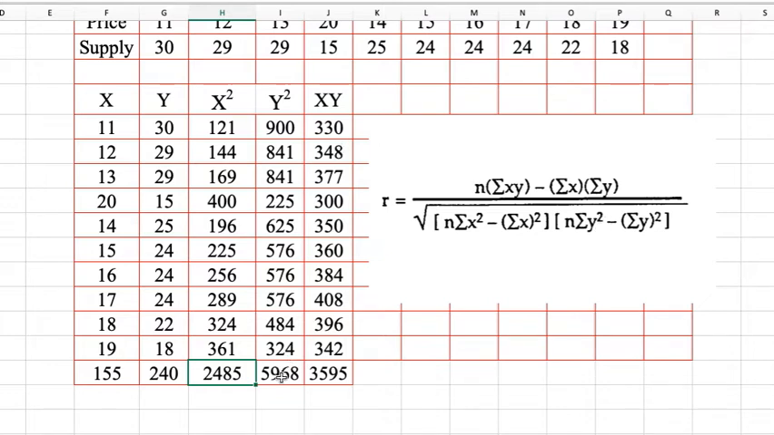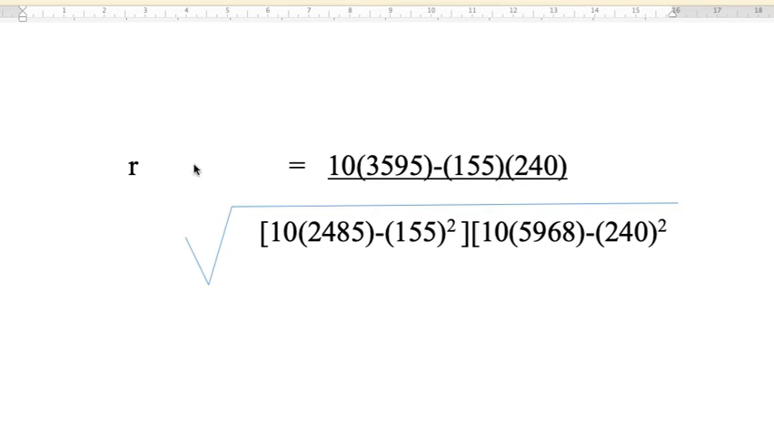Then summation of y square is given here, it is 5968, minus summation of y whole square. Summation of y is 240, and the square of that we are going to calculate, right? So here we have the values. R is equal to 10 into 3595 minus 155 into 240, divided by the square root of 10 into 2485 minus 155 square, into 10 into 5968 minus 240 square.